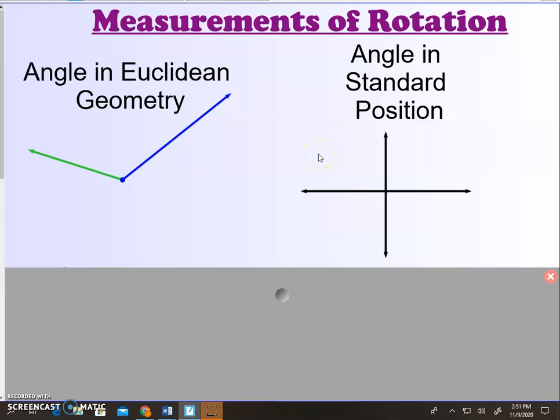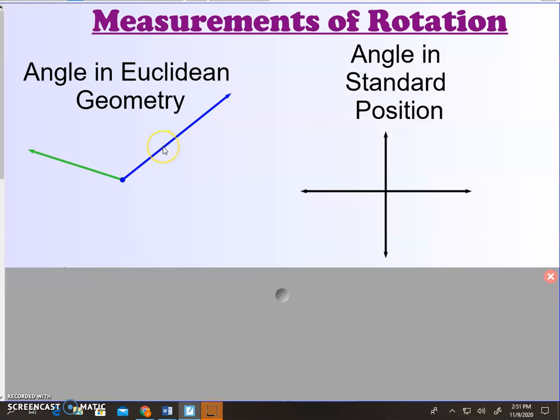Welcome to our pre-calculus lesson on measurements of rotation. We're going to take those measurements of angle rotation you've learned in geometry, and we're going to make it a little bit more sophisticated. So most of your career in math, you have been measuring angles in Euclidean geometry, and that's where you measure a rotation.